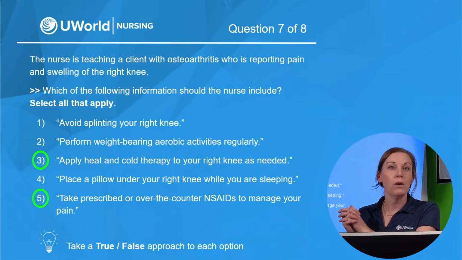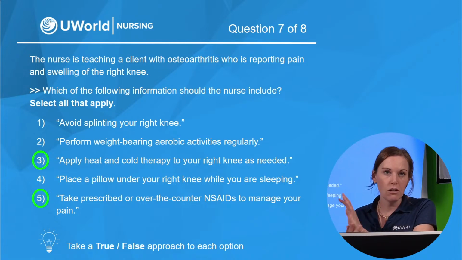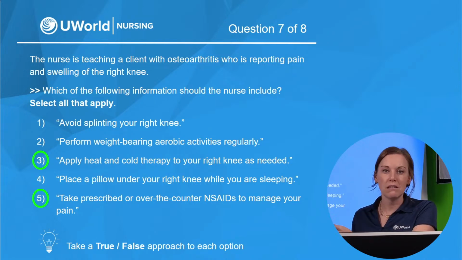Option 2, perform weight-bearing aerobic activities regularly. If we're having pain and swelling, like an acute exacerbation of osteoarthritis, we're going to want to rest that joint. We're not going to want to overdo it. And if we do anything, do something that's not going to put more strain or stress on that joint.